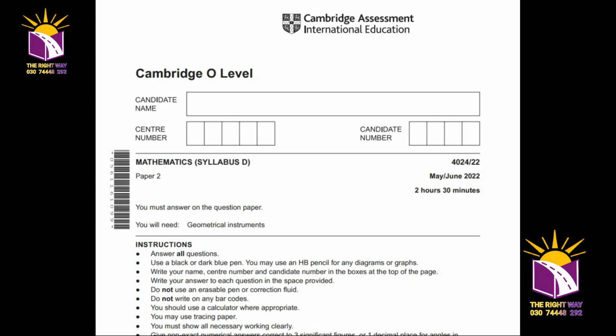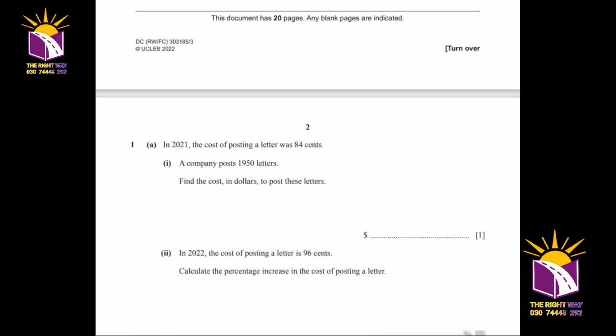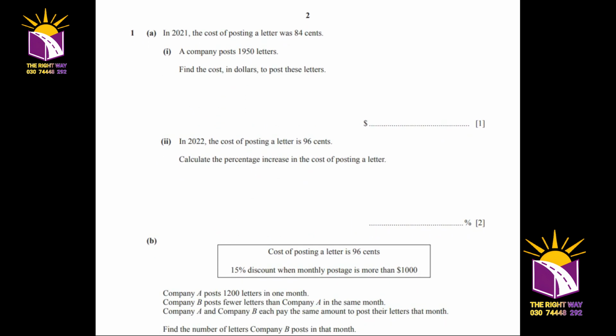Today we are going to solve Cambridge O-Level Mathematics paper 2, May-June 2022, variant 2. Question number 1. In 2021, the cost of posting a letter was 84 cents.